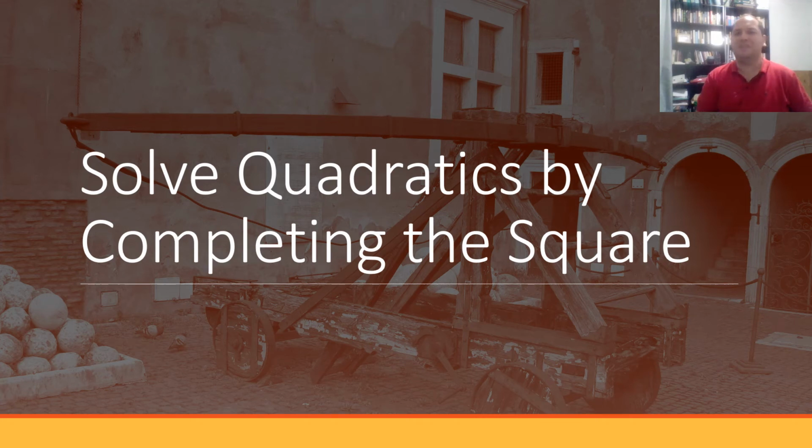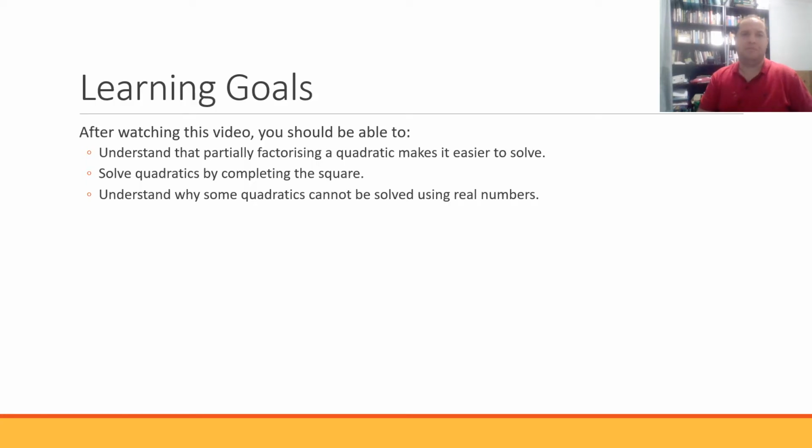Hi students, in this video we're going to look at how to solve quadratics by completing the square. After watching this video you should be able to understand that partially factorizing a quadratic actually makes it a little bit easier to solve. After that you should be able to solve quadratics by completing the square, and also we want to talk about why some quadratics cannot be solved using real numbers, how we get to that situation and how we can tell it's occurring, and think about why it is that some quadratics can't actually be solved.